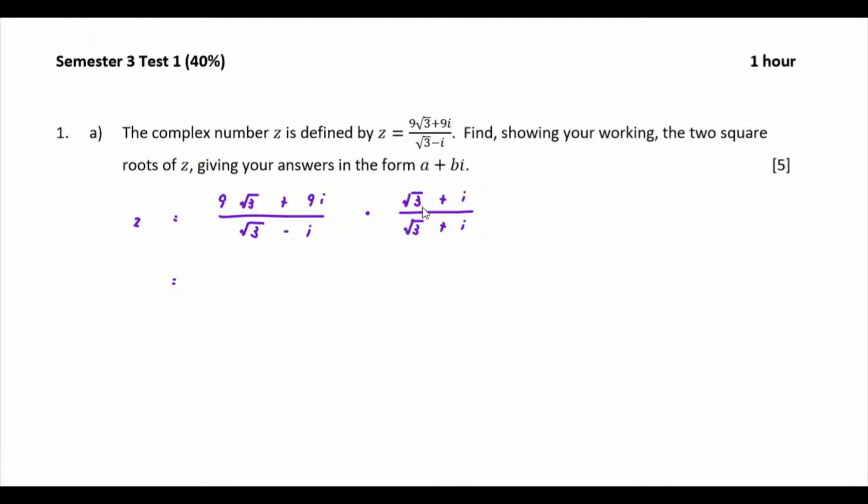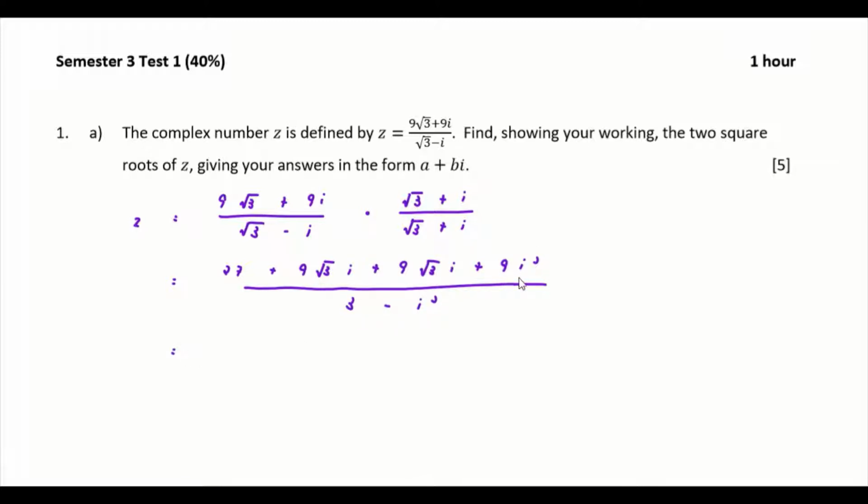So 9 square root 3 times square root 3, so we have 9 times 3, which is 27, okay? And then plus 9 square root 3i, the second part, plus another 9 square root 3i, and then plus 9i square, okay? Then over for this part, we know that the square root 3i terms are going to eliminate each other. So that's why square root 3 times square root 3, so we have 3, then minus i square.